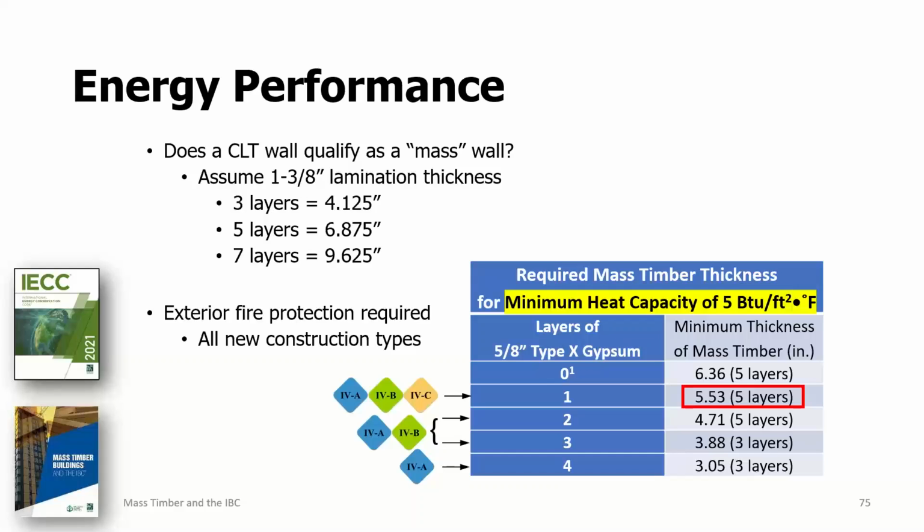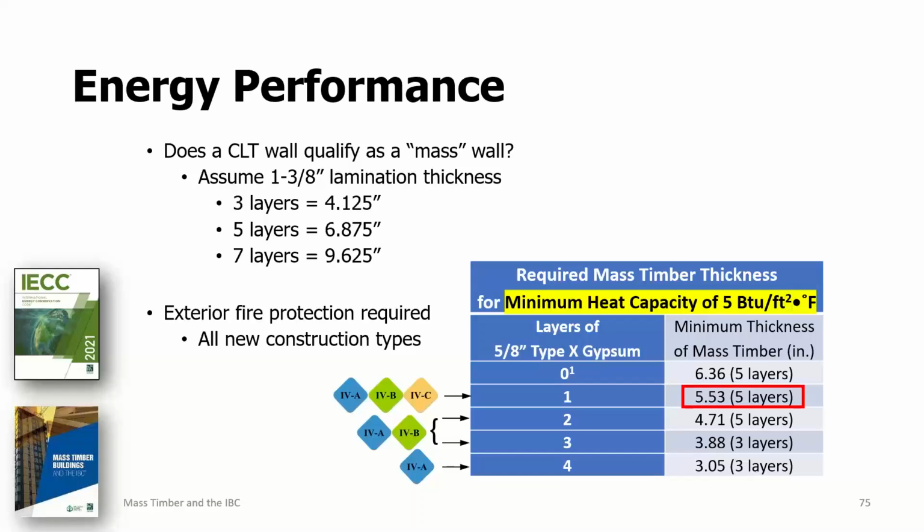So the question is, do you qualify as a mass wall? Now, mass for energy efficiency is a little different than just saying, hey, it's a mass timber building. You actually have to meet a minimum heat capacity of 5 BTU per square foot per degree Fahrenheit. And that's going to be a measure. How thick the CLT or mass timber panel is going to have a huge impact on that.